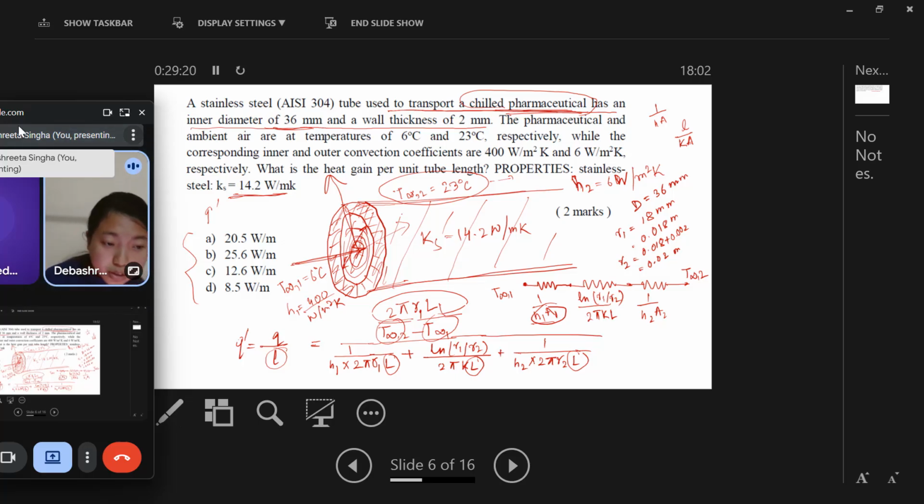They have asked to find out the heat transfer, I mean the heat gain, heat loss, heat rate, or the overall heat transfer coefficient. The heat loss. Heat loss. Yes.